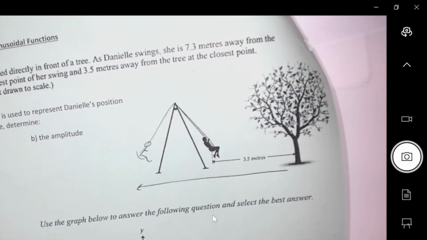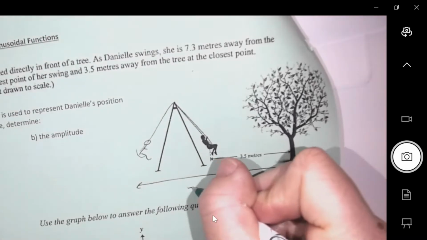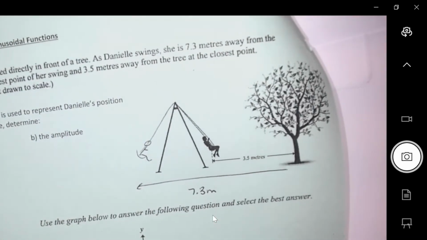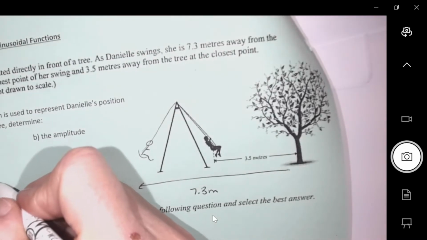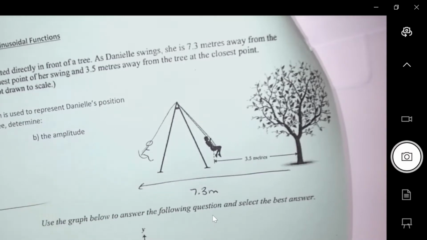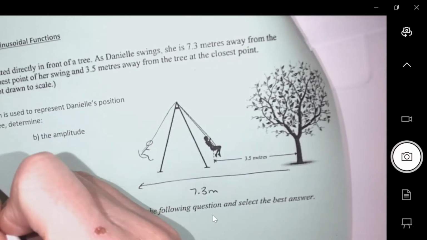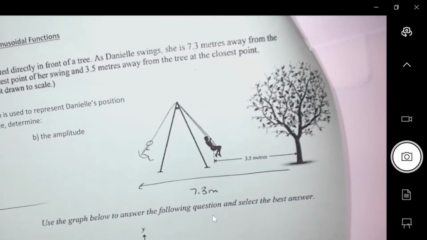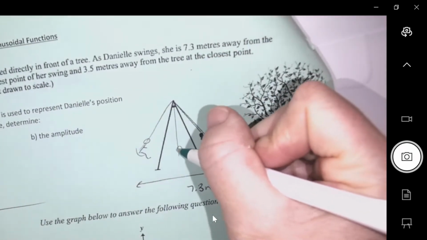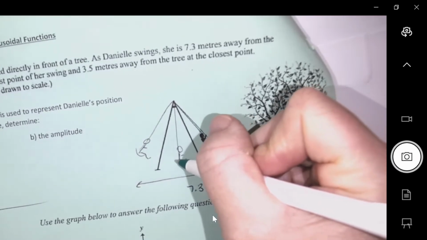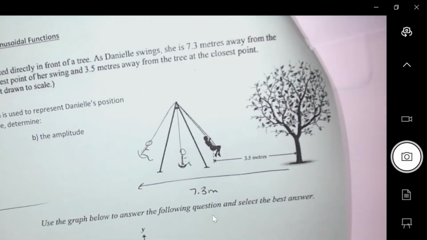Okay, so at the back swing, now Danielle's 7.3. How do you always start on a swing? Where do you usually start when you're on a swing? At the? You always start at the bottom, right? Right there?